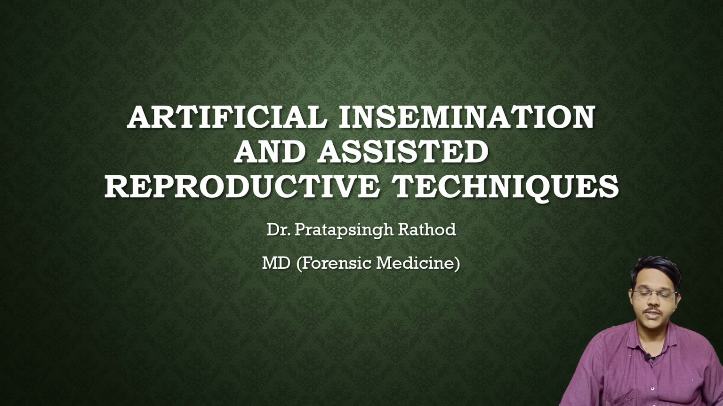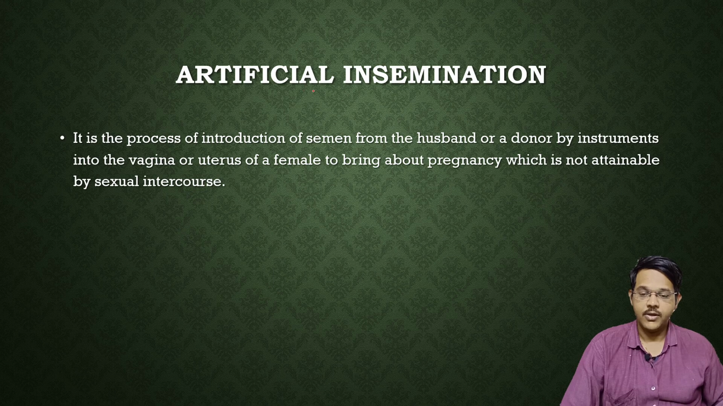In this video, we will discuss artificial insemination and assisted reproductive techniques. Artificial insemination is a process of introduction of semen from a husband or a donor by instruments into the vagina or uterus of a female to bring about pregnancy which is not attainable by sexual intercourse. There are various indications for the same and we'll discuss them in the next slides.